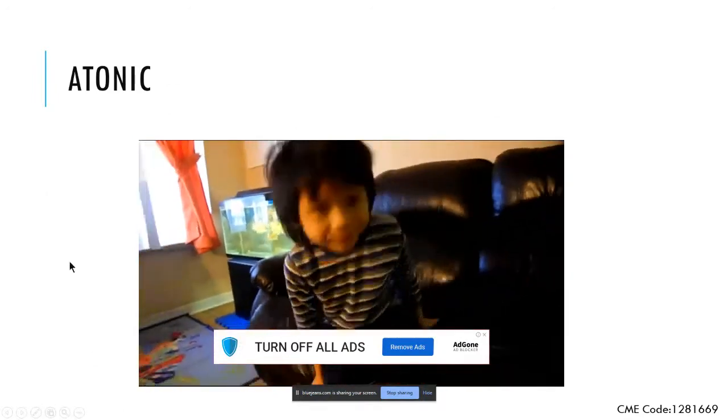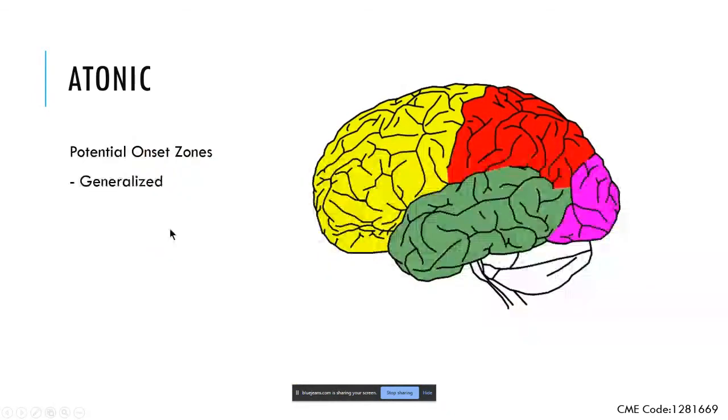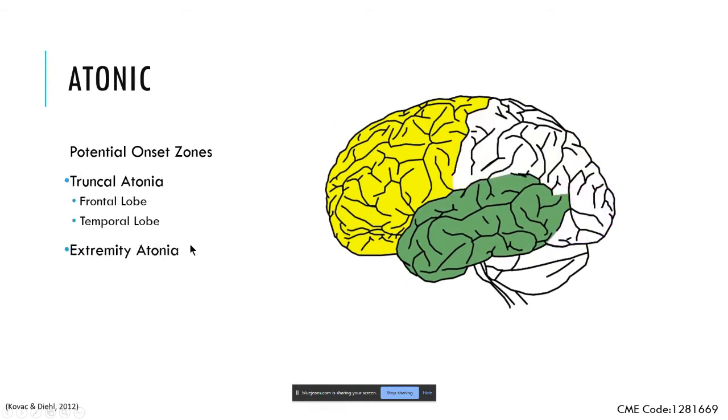I wanted you all to see that atonic spell before we moved on. All right. So atonic spells, atonic seizures, generally have the perspective of being a generalized onset. However, this talk isn't meant to evaluate the semiology of generalized seizures, but I feel like it should be mentioned since that is the most often etiology. However, there is such a thing as focal atonia.